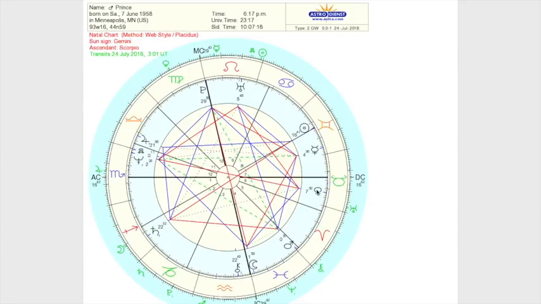Also, we can look at Venus for love. We can look at it for several other things. He has Venus in Taurus, and so you have to look at the sign that the planet was in, and that'll give the flavor to their personality.